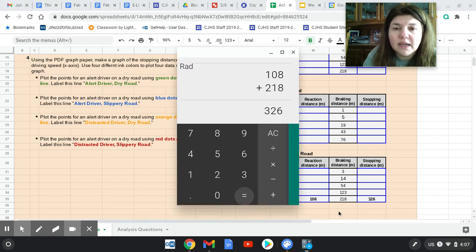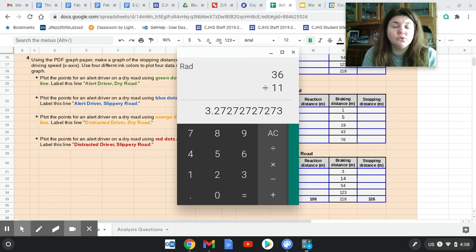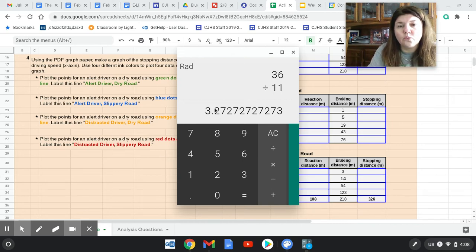To determine the scale, I'm going to take that 36 and divide it by 11, because I have 11 total lines along the bottom, and that gives me 3.27. Now, it'd be really hard to go up by 3.27 on each line. So instead, you're going to take this number and round it up to the nearest whole number.